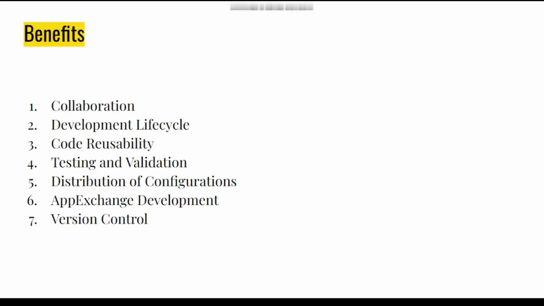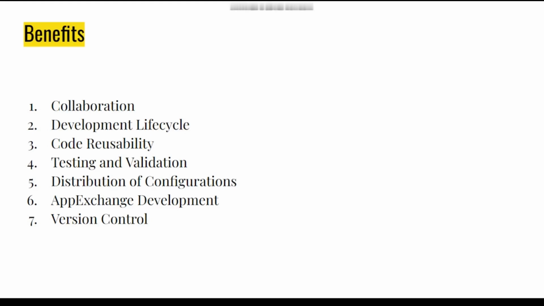Fifth is distribution of configuration. You can set the configuration, deploy the configuration of different things, and distribute them using a managed or unmanaged package. Then AppExchange development. That is a key thing here. Whenever you create an unmanaged package, it is an important part because you cannot directly create a managed package. Before that, you have to thoroughly test everything in your org before deploying to the AppExchange, and the AppExchange doesn't allow direct deployment.